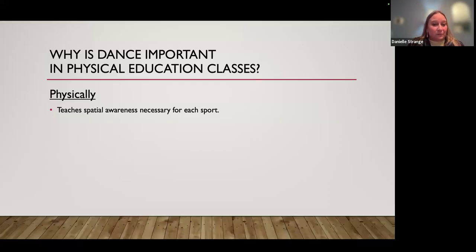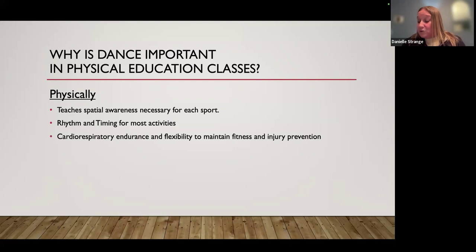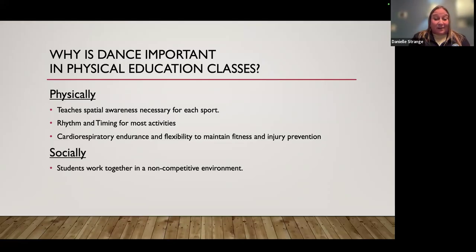And the next one, rhythm and timing for most activities. There's timing in different sports activities, and rhythm, we need it in a lot of activities as well. And then cardiorespiratory endurance and flexibility to maintain fitness and injury prevention. Those are all really important as we go through. And then socially, students work together in a non-competitive environment.